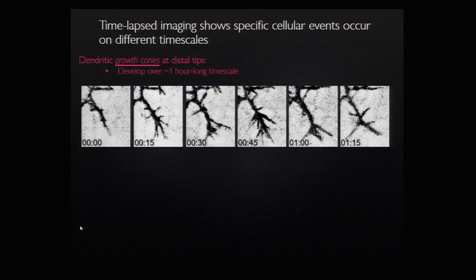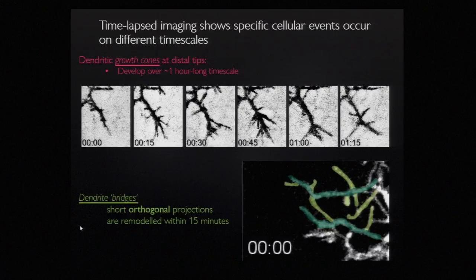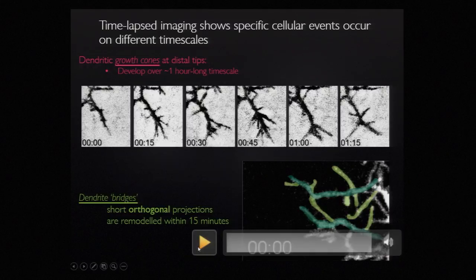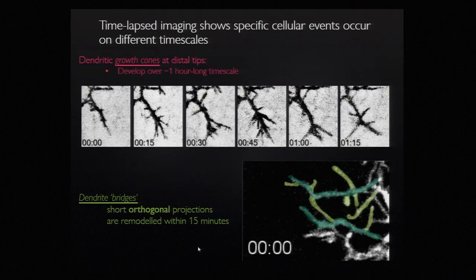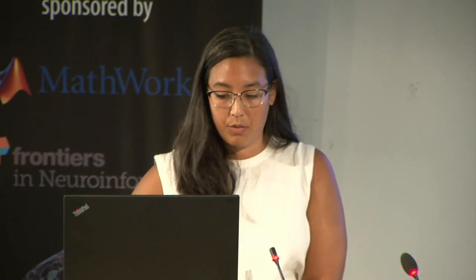So just to show you some frames within that video, there was a growth cone at a distal tip, and the time course of these growth cones is approximately an hour. And this is in contrast to the bridges, where they have much faster temporal dynamics. So in dark green are the invariant branches that I hypothesize will be stabilized. And in light green are the very transient and rapid dynamics of these dendrite bridges.